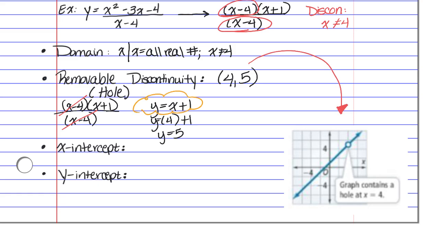polynomial here. And if I set my y value equal to 0, I would be looking at x plus 1 is equal to 0. And so I have an x-intercept at -1. So that ordered pair would be (-1, 0).